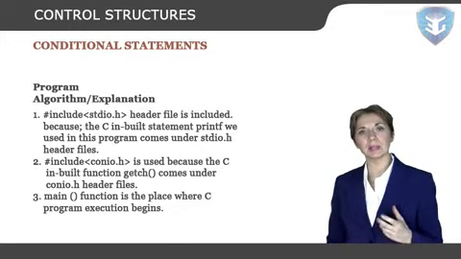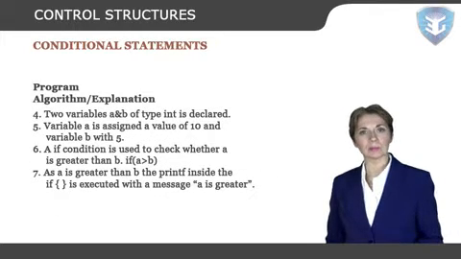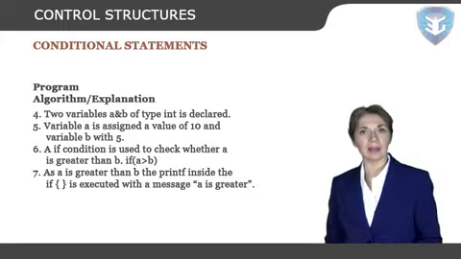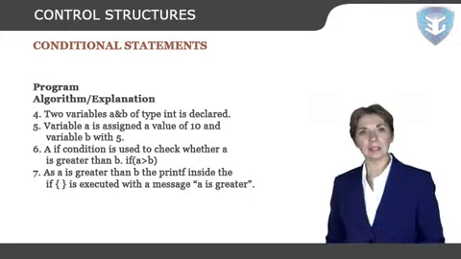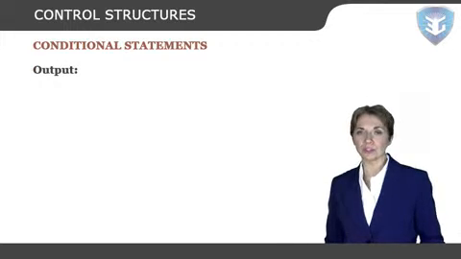Main function is the place where C program execution begins. Two variables A and B of type int are declared. Variable A is assigned a value of 10 and variable B a value of 5. An if condition is used to check whether A is greater than B. If A is greater than B, the printf inside the if block is executed with the message A is greater. Output is shown on the screen.